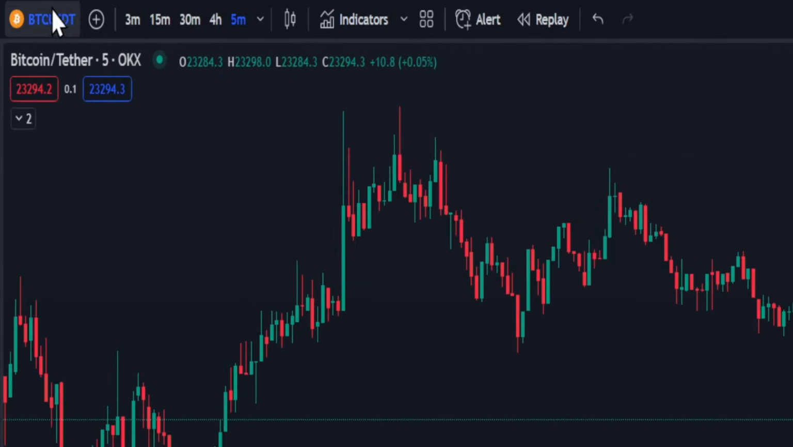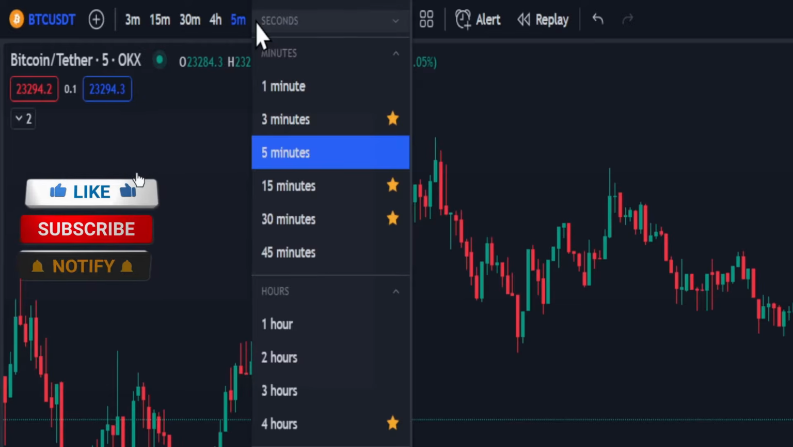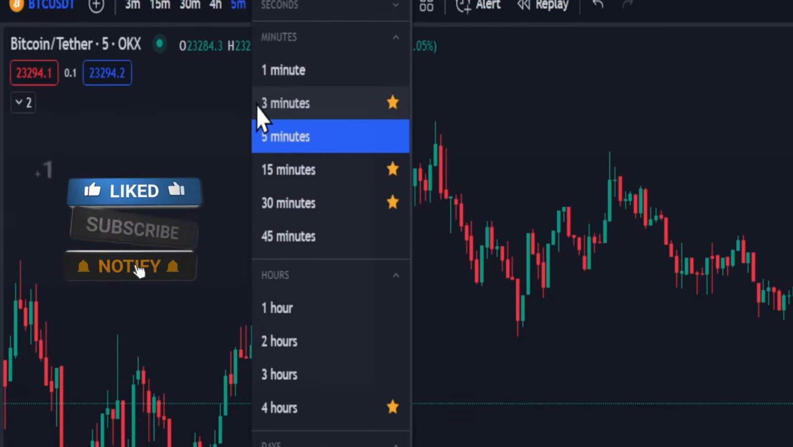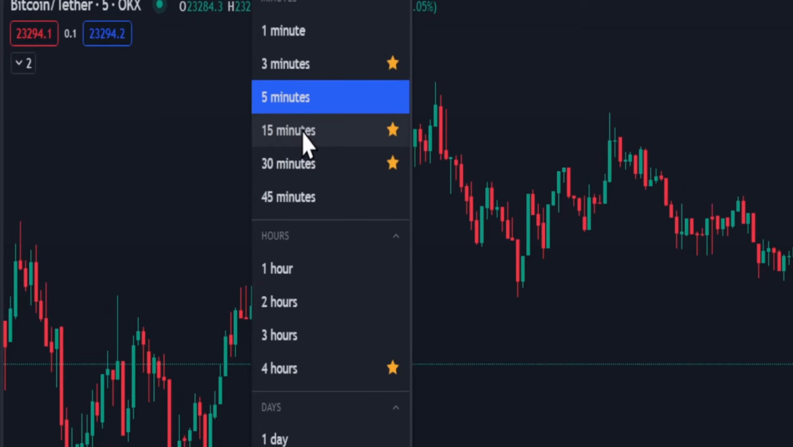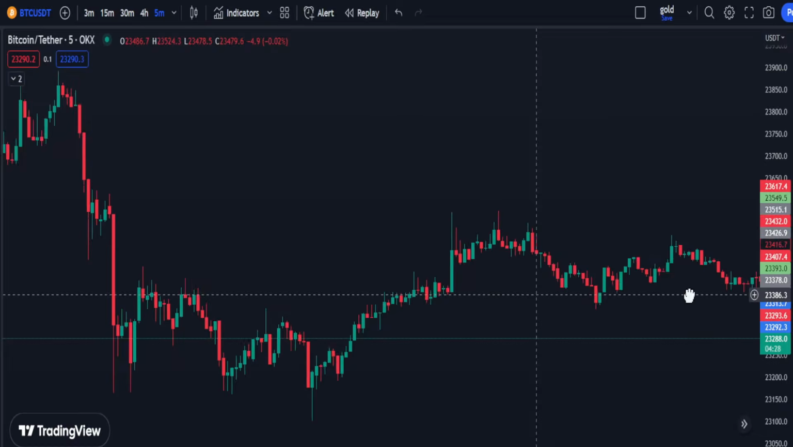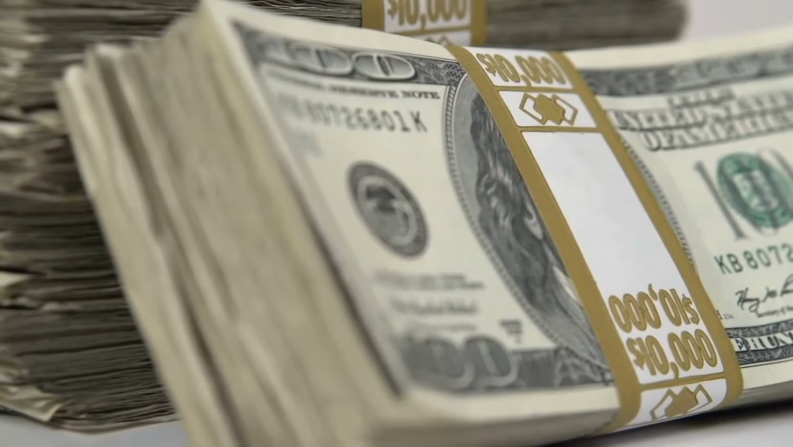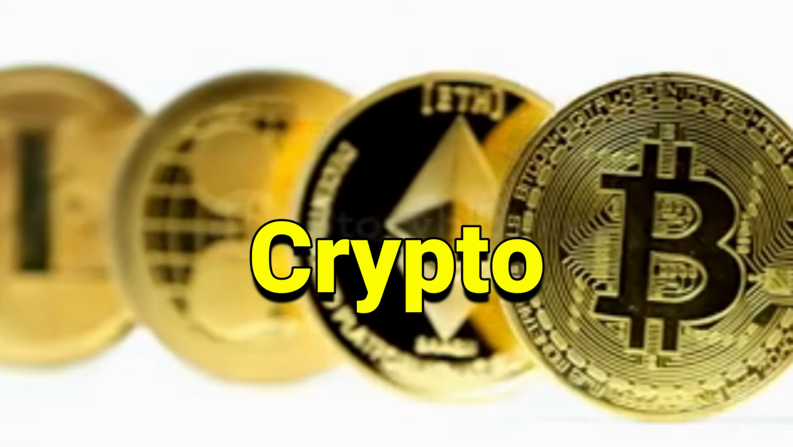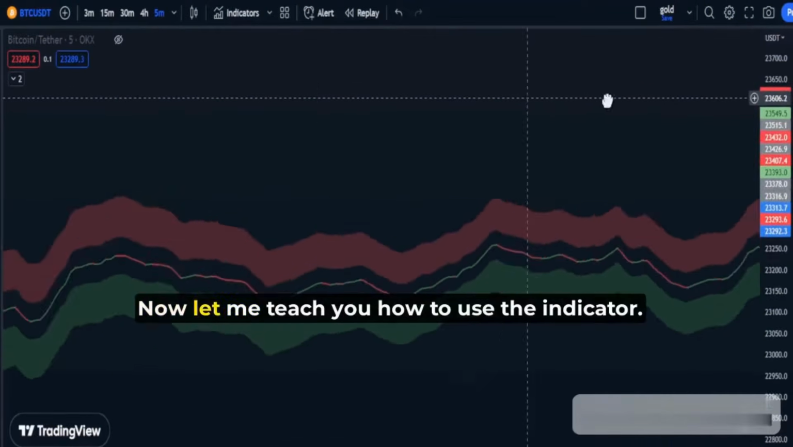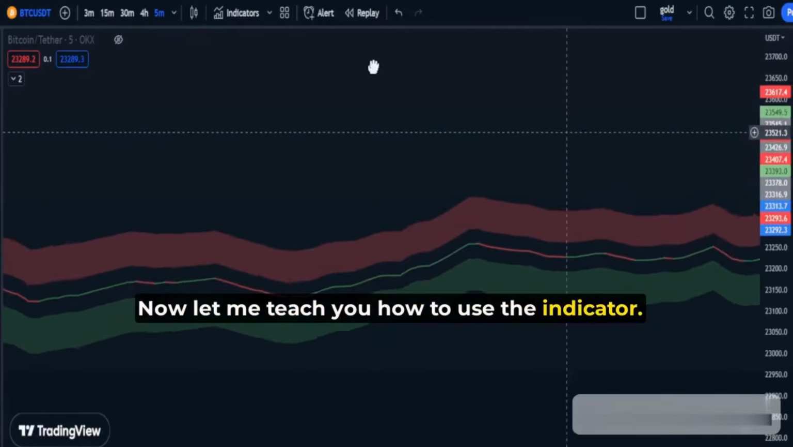This is the chart of Bitcoin on the 5-minute chart, but do note that it can be used on other time frames such as 3 minute, 15 minute, and 1 hour. The strategy can be used on all markets but is most effective for forex, crypto, and the stock market. Now let me teach you how to use the indicators.